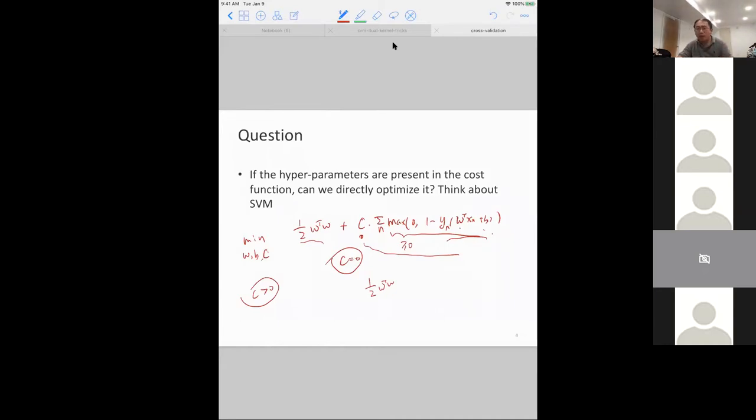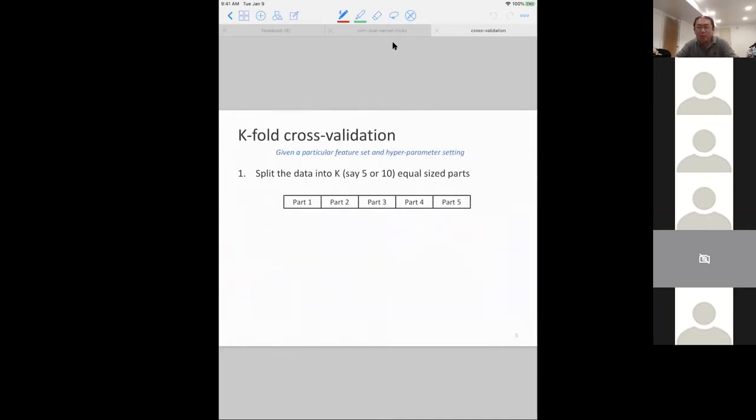Hyperparameters are not directly optimizable. You cannot view them as equivalent to the model parameters and jointly optimize them. If you jointly optimize them, you often end up with very weird results. Then how do we select the hyperparameters? How do we find the optimal hyperparameters? A very commonly used approach is called k-fold cross-validation.